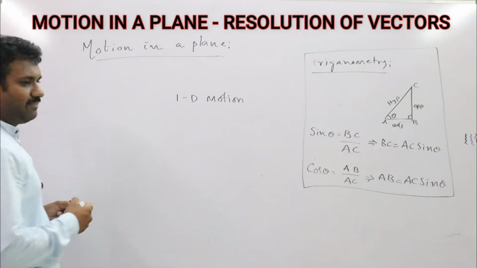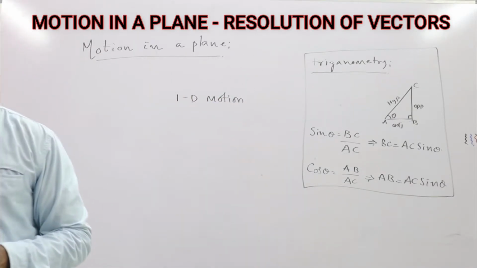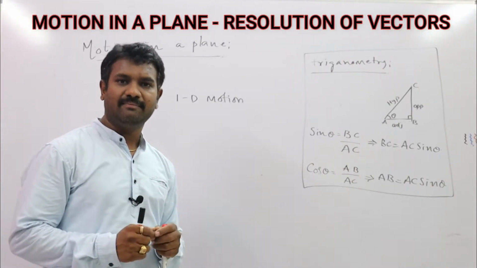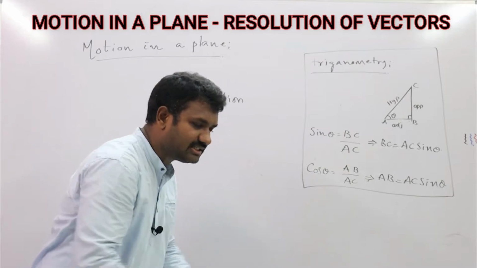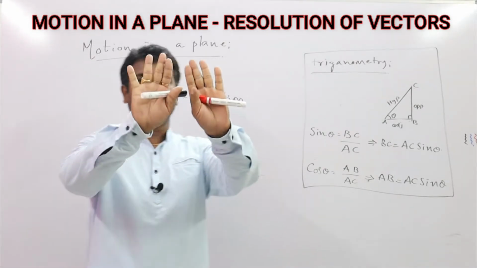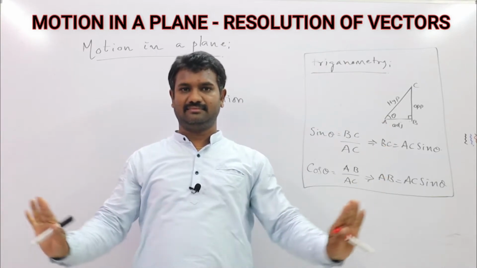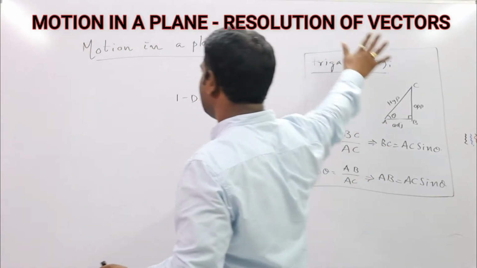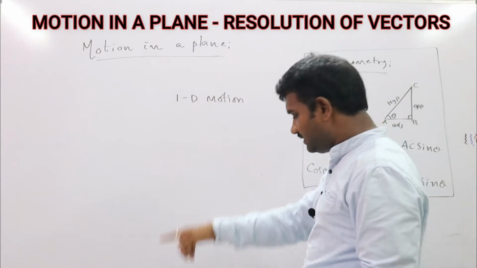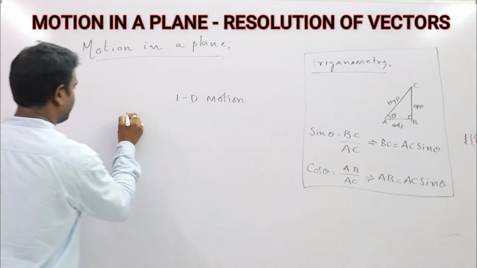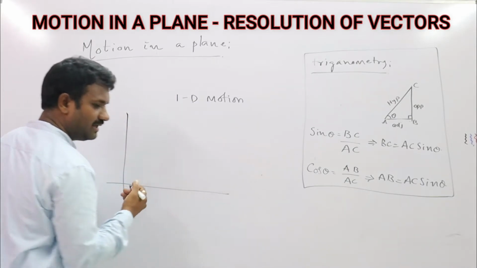Now, have you ever seen objects moving in a plane? Line means either along the x-axis or along the y-axis, whereas plane means this is our plane, the XY plane. This wall is in the XY plane. It means the object is moving along the XY plane.